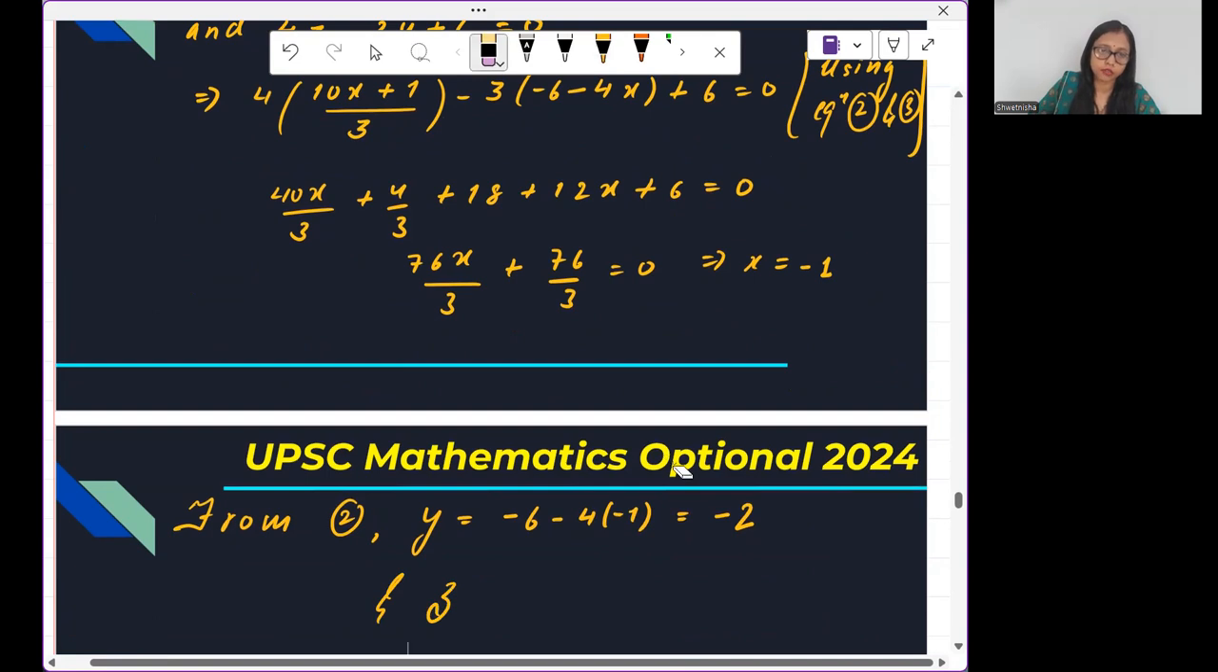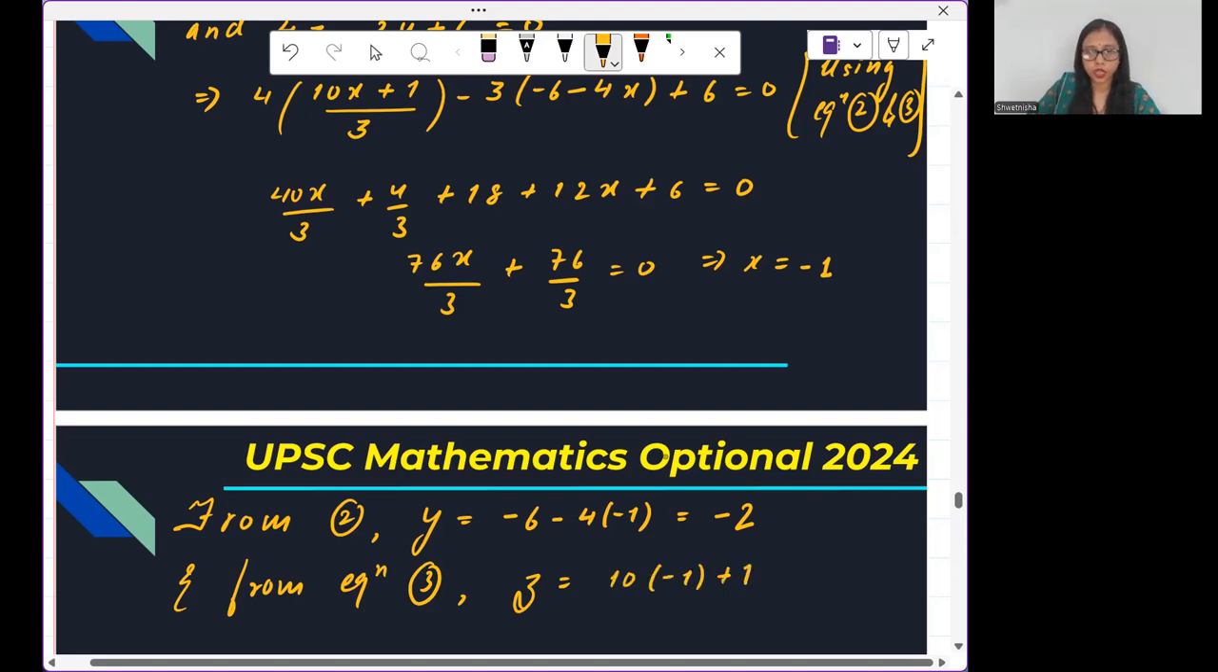And z, from equation 3, z is 10 times x plus 1 divided by 3. So it is going to be minus 3.